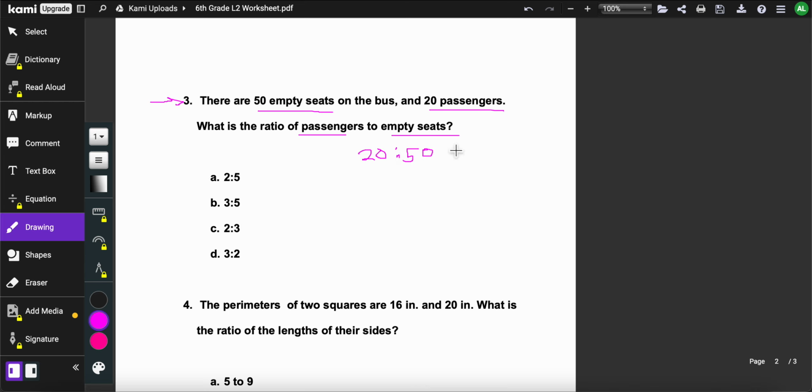This is the unsimplified version. To simplify it, we know that both of them are divisible by 10. So 20 divided by 10 is 2, and 50 divided by 10 is 5. So the correct answer would be A, which is 2 to 5. It wouldn't be 3 to 5 because we don't get 3 when we divide 20 by 10. It wouldn't be 2 to 3 because we don't get 3 when we divide 50 by 10. And 3 to 2 is just completely off.